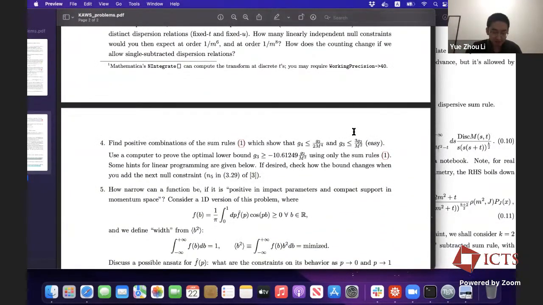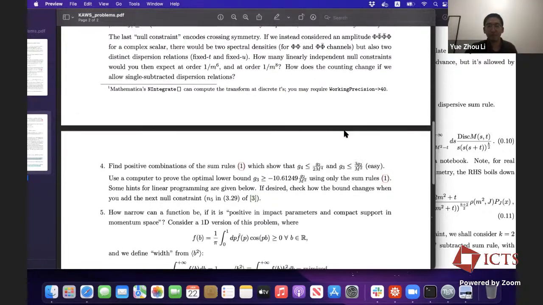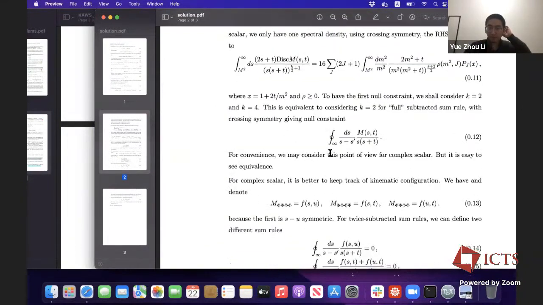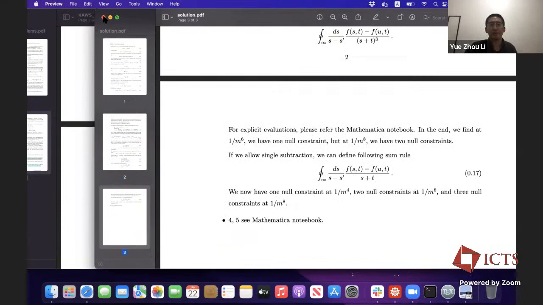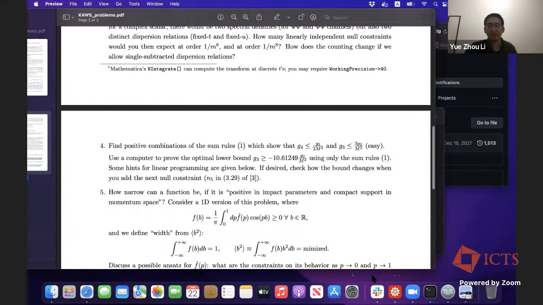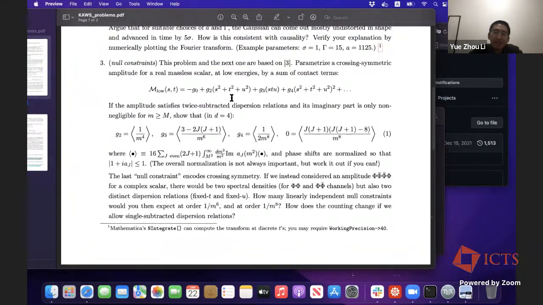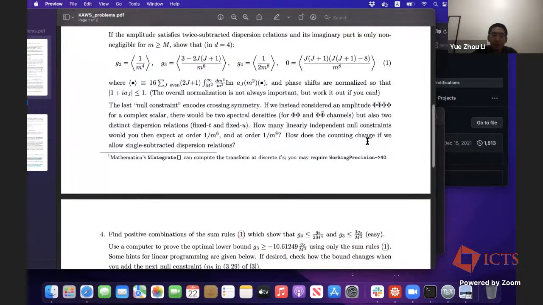So finally, the most exciting part: let's really play the game. Let's see how we can use causality and unitarity, which give us the dispersion relation, to really bound the Wilson coefficients. We can give up the solution.pdf and just focus on the problem in the Mathematica file. Suppose we accept this bunch of equations derived from the dispersion relation. If we have them, what can we conclude?